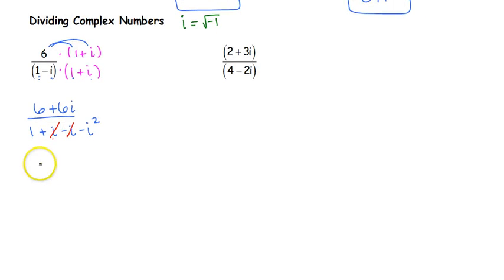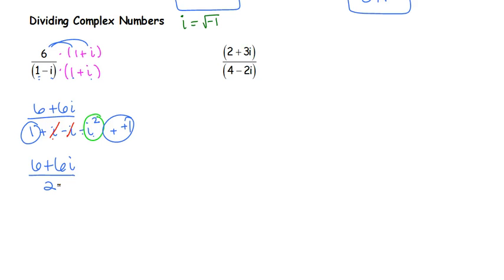So, on top, 6 plus 6i. On the bottom, we are subtracting i squared. Be very, very careful with your negatives there. That's minus i squared, which is becoming a negative 1. So that's really a positive 1 right there. So 1 plus 1 is a 2 on the bottom.